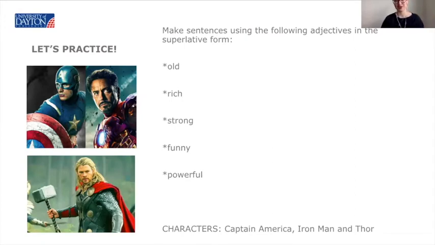Okay, now, we got to have another character, one more character, which is Thor, okay? He might be my favorite, so I'm not gonna deny it, okay? Make sentences using the following adjectives in the superlative form. Okay, so we got old, which we already know, they're the same adjectives. Rich, strong, funny, and powerful, okay? And in case you are not familiar with the characters yet, the names are down there. Captain America, Iron Man, and Thor.